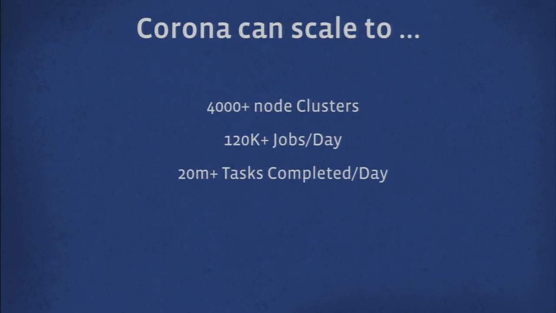And takeaways: Corona, which is our implementation of MapReduce, can scale to 4,000-plus nodes easily. We do more than 120K jobs per day. We do more than 20 million tasks per day.